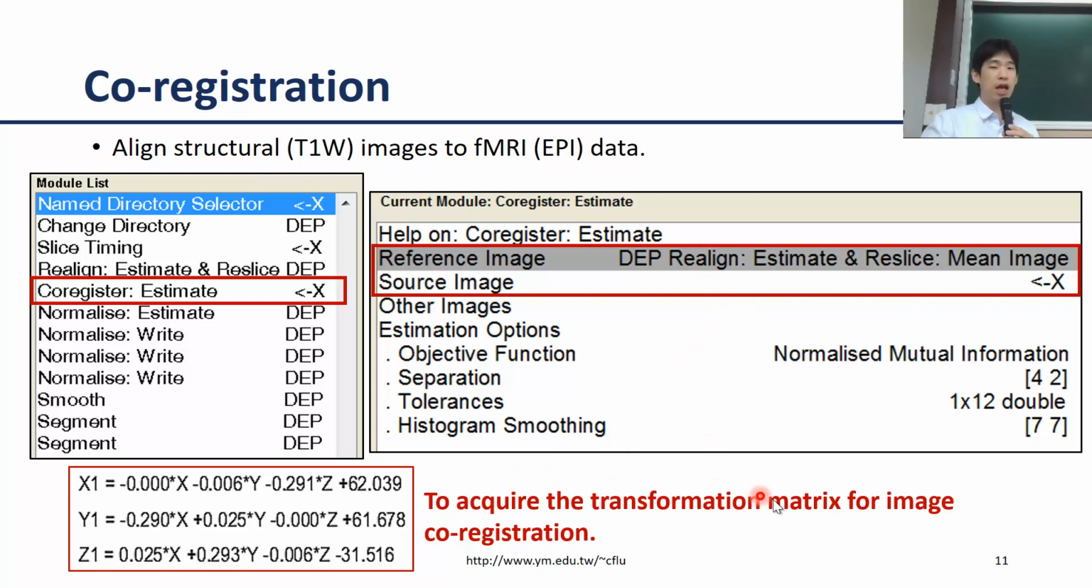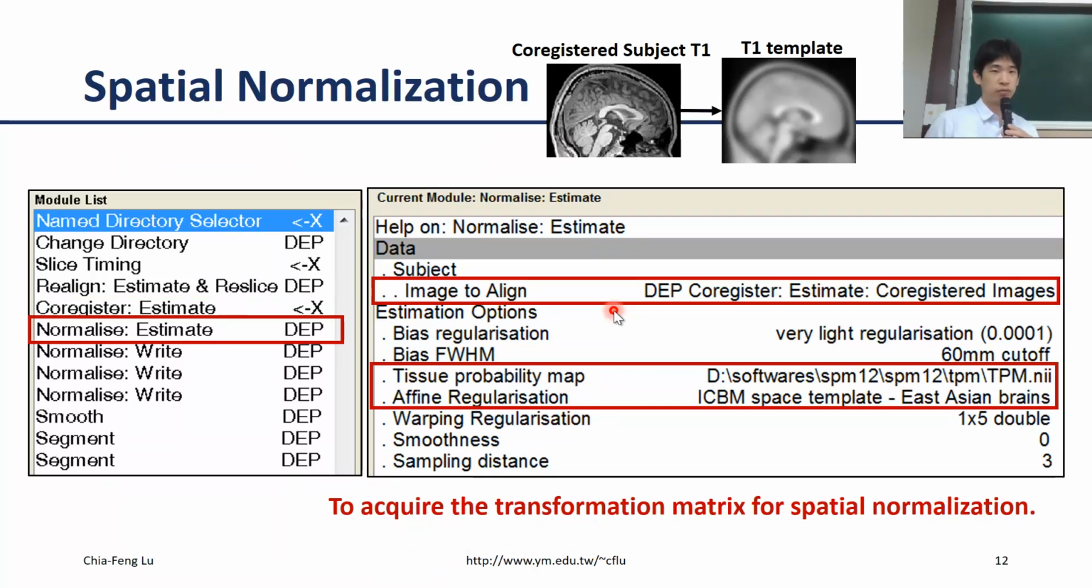So in this step, SPM will acquire this transformation matrix, and what SPM does is write this transformation matrix into the header of the anatomical imaging file. This is stored in the header section of the NIfTI file. Okay, so this is what the co-registration step did.